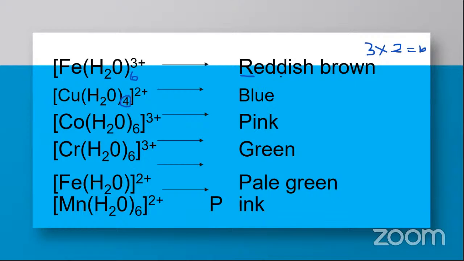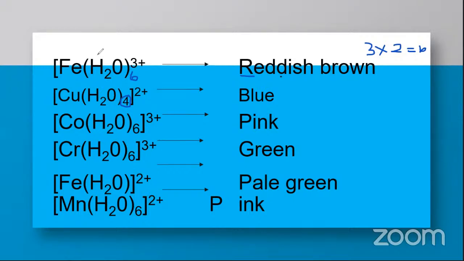Yes, Karim. Ligand. Sorry? 6 ligands. 6 ligands. Thank you. So we are having 6 ligands.